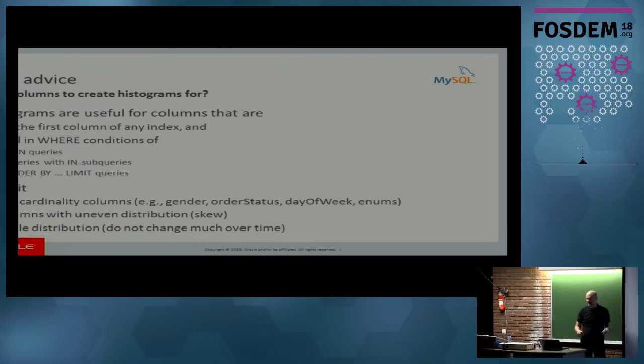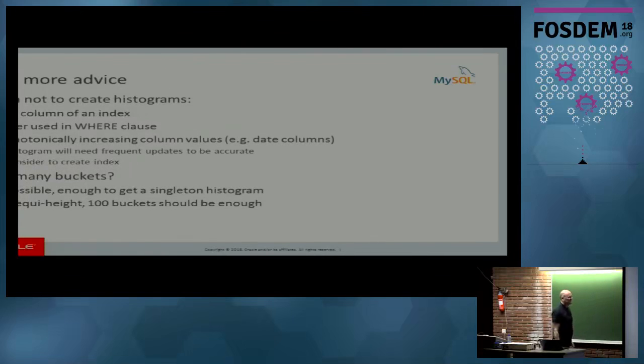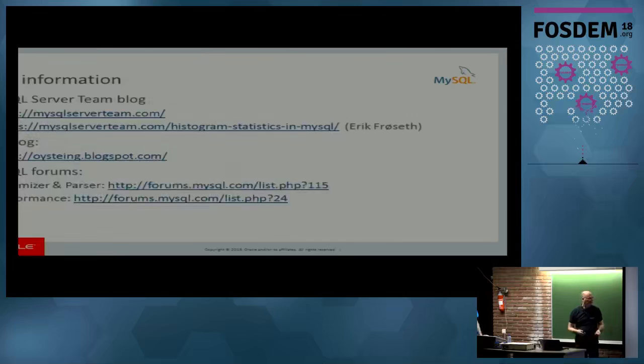I have to end, he says, but I only have this one left. If you have an index, no use. If it's not used in a where clause, forget about histograms. How many buckets? If you can get a singleton, use as many as you need. If not, I would guess 100 should be enough, because then you have a granularity of 1%, which should be useful. More information: there's a nice blog by my colleague about this that you can look up. The slides are already on the FOSDEM page, so you can get all that information from there.